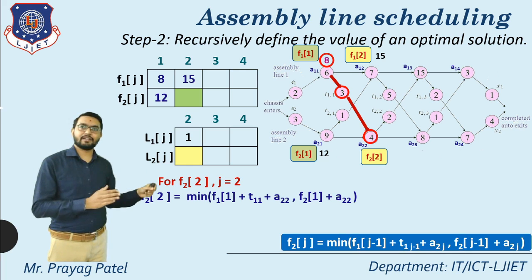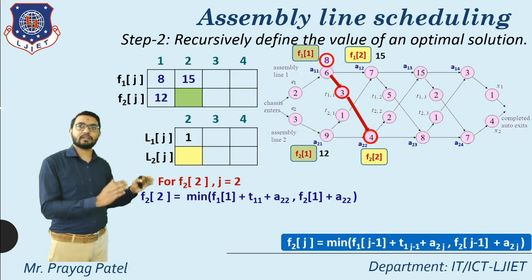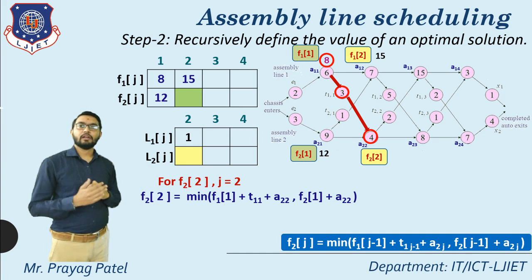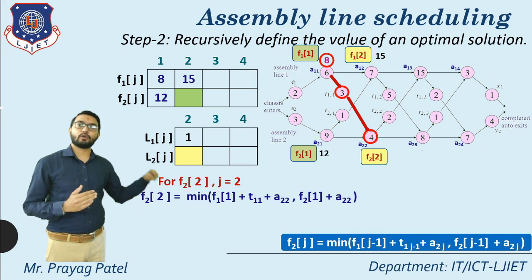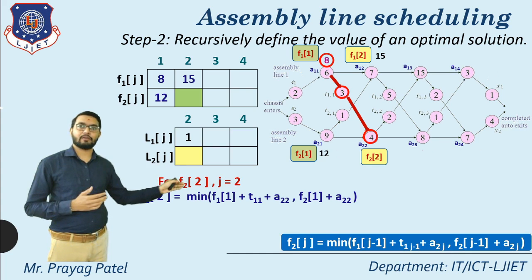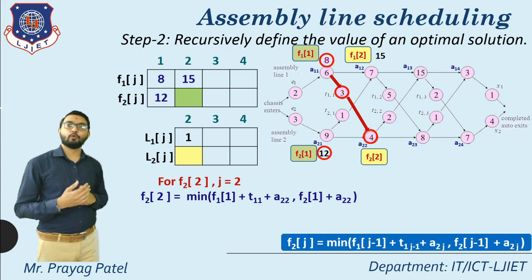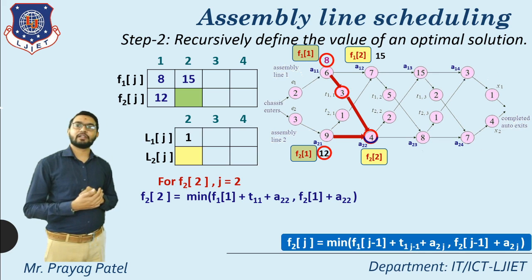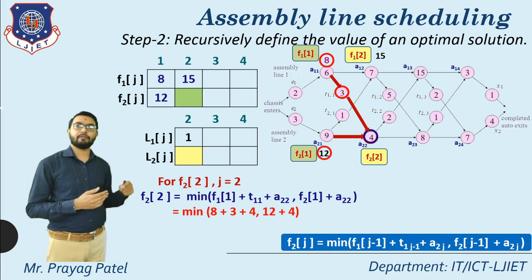So this is the first way to reach station F22. Okay. Another path is from line number 2. So here consider the first part from line 1 and another path from line 2. F21 means 12 plus A22 equal to 4. So here consider the total equal to minimum of 8 plus 3.